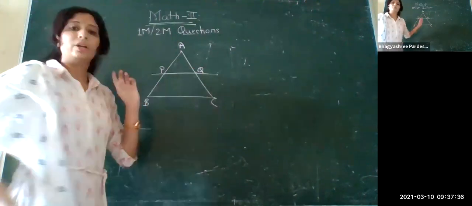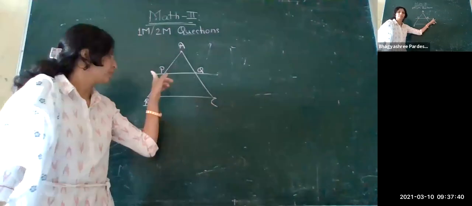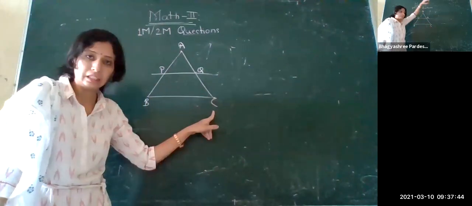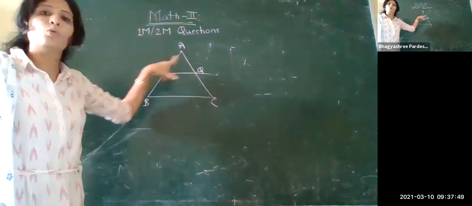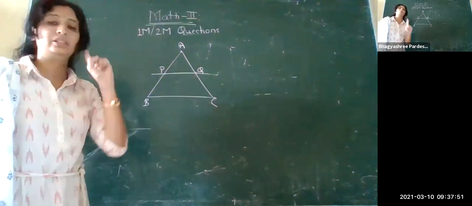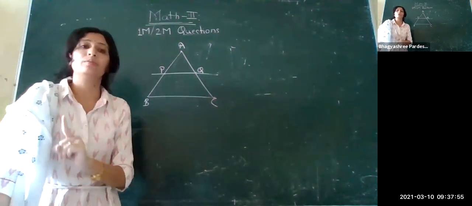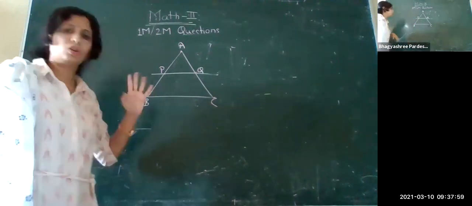What is the basic proportionality theorem? The basic proportionality theorem says that if a line is parallel to any one side of a triangle, then the two ratios which are formed because of that line are equal to each other. This is the basic proportionality theorem. The theorem is also very, very important. It has been asked most of the time in the question paper. So do this theorem very well. And the questions are also easy.